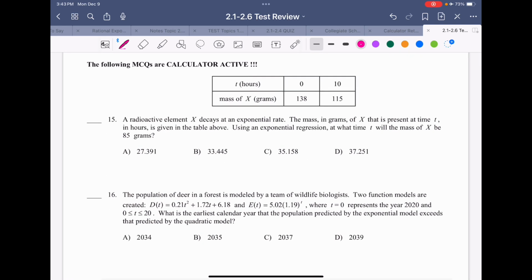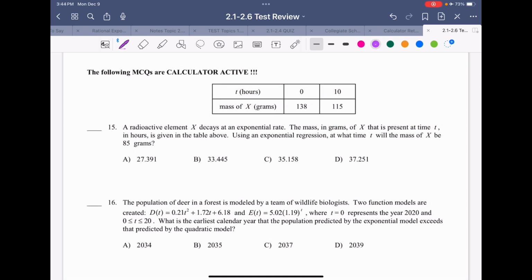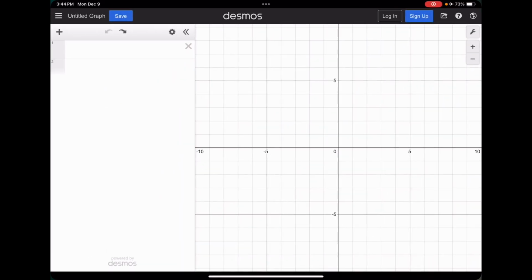All right, the calculator question. All right, a radioactive element X decays at an exponential rate. The mass in grams of X that is present at time t in hours is given in the table above. Using an exponential regression, at what time t will the mass of X be 85 grams? Okay, so let's get that in there first.